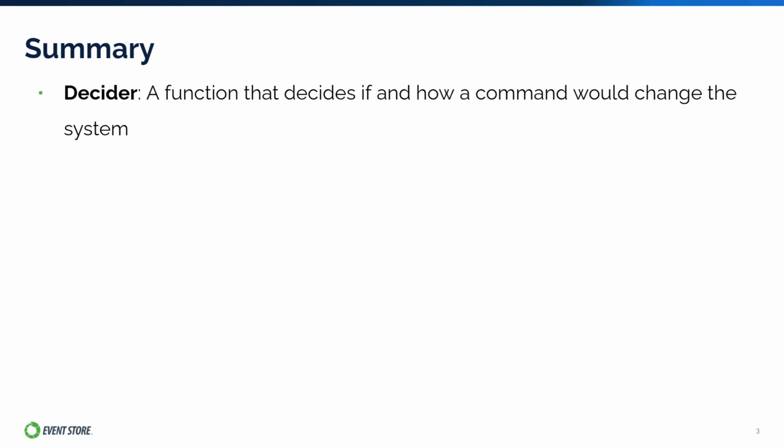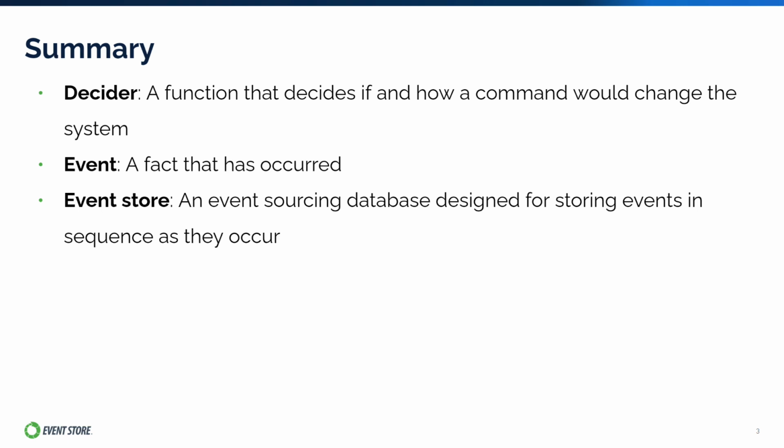In this video, you have begun to explore how event sourcing works by learning how event-sourced applications perform write operations. You were introduced to the decider pattern, a function that decides if and how a command would change the system. The event is a fact that occurred, usually representing an action or decision. And the event store is an event sourcing database designed for storing events in sequence as they occur.